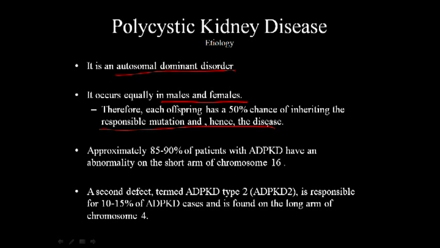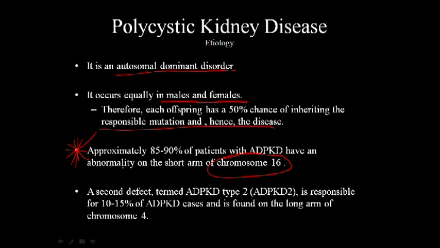Approximately 85% to 90% of patients with autosomal dominant polycystic kidney disease have an abnormality on the short arm of chromosome 16. So that's something that you want to keep in mind. Make a star by it. That is chromosome 16 that typically has something to do with polycystic kidney disease.